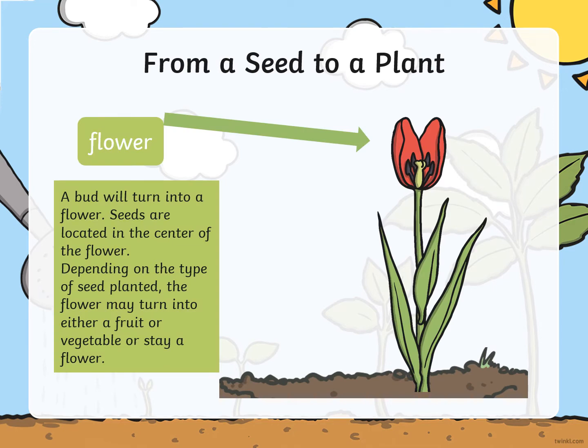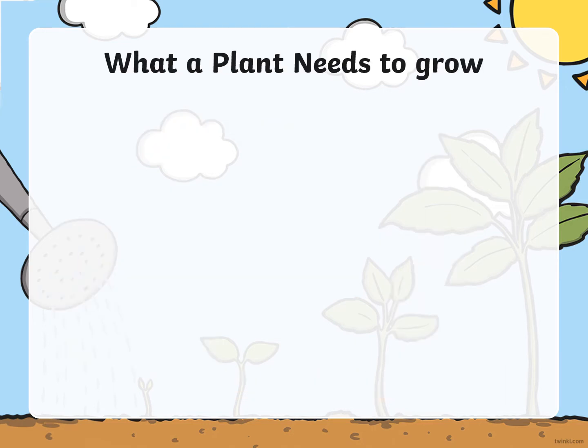Now students, here is the last step. A bud will turn into a flower. Seeds are located in the center of the flower. Depending on the type of seed planted, the flower may turn into either a fruit or vegetable or stay as a flower. We have learned about the life cycle of a plant.